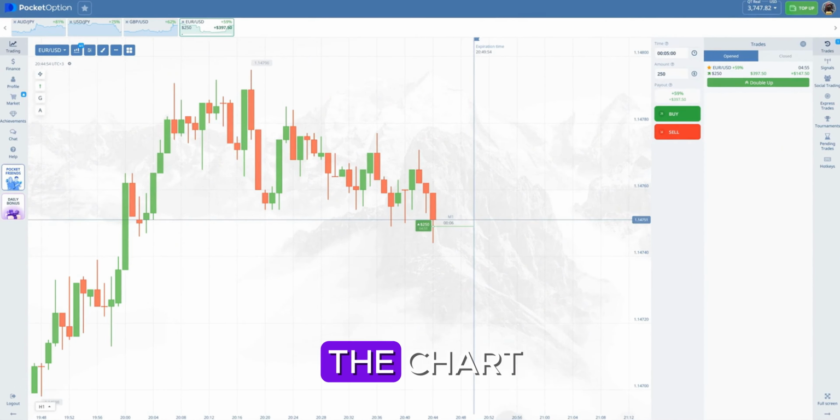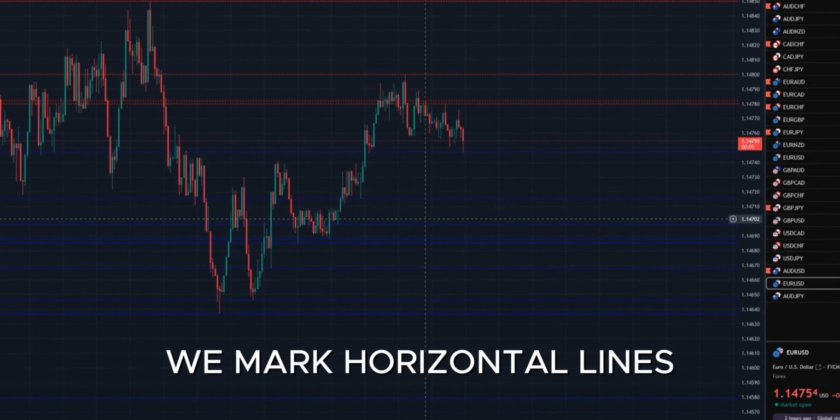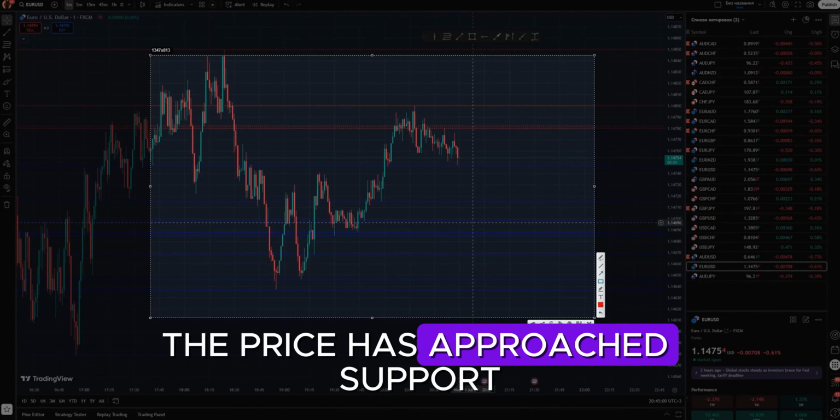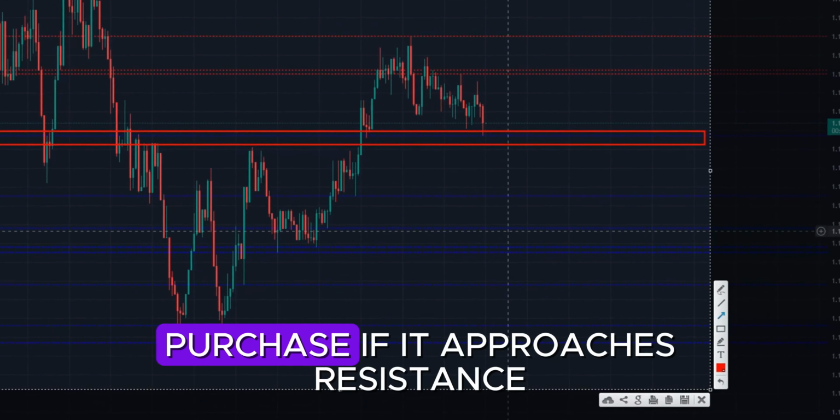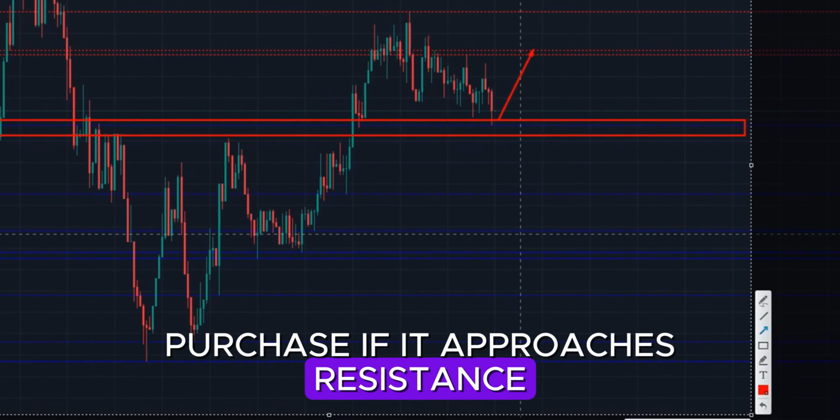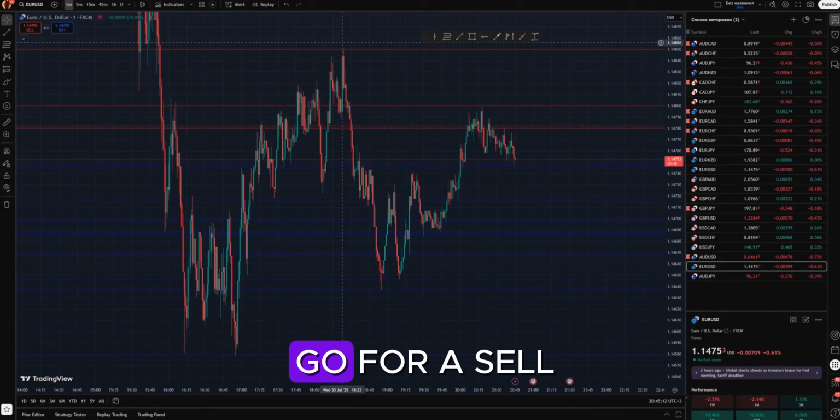How to trade. On the chart, we mark horizontal lines where the price has stopped or reversed several times in the past. These are the strong levels. If the price has approached support, most often there will be a rebound upward. We take it for purchase. If it approaches resistance, there will be a bounce downward and we go for a sell.